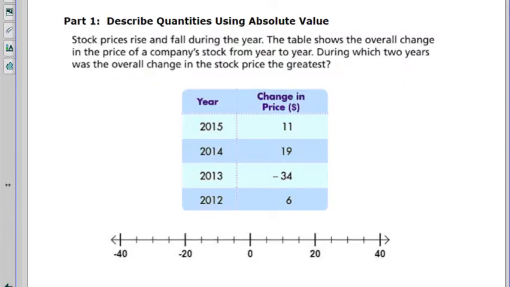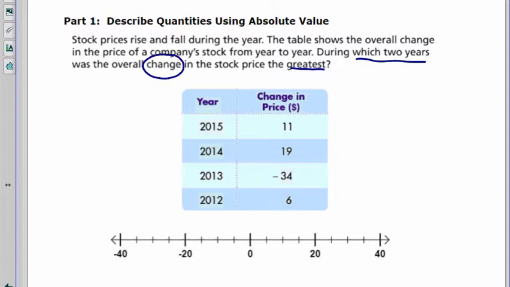Okay, so let's talk about absolute value in the real world here. We have stock prices rising and falling during the year. And as you might surmise from previous lessons, if the stock prices go up, that's a positive change. And if they go down, that's a negative change. So we have a table showing these overall changes from year to year. And we want to know in which 2 years the overall change was the greatest.